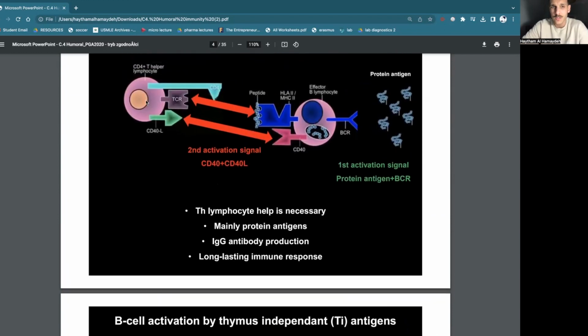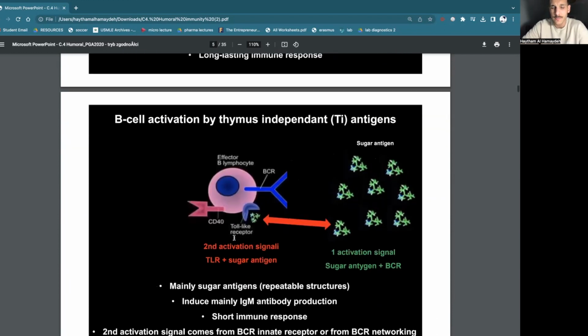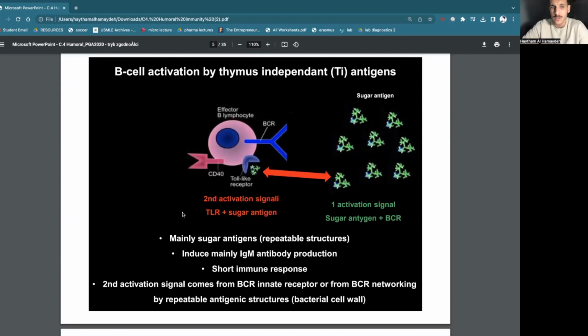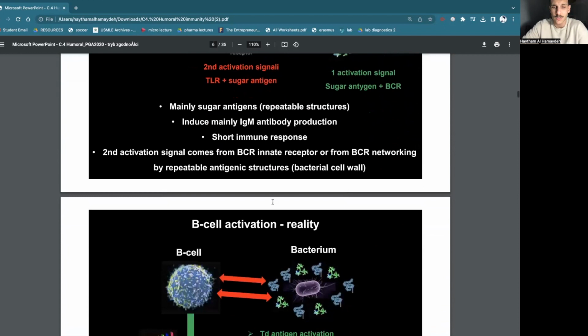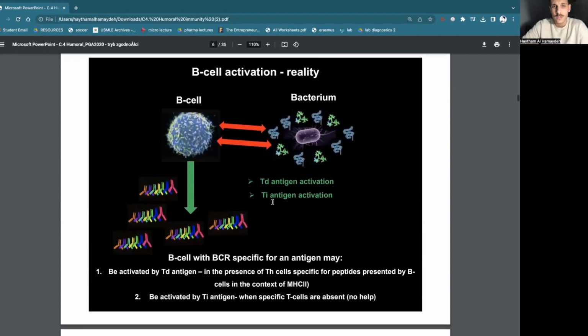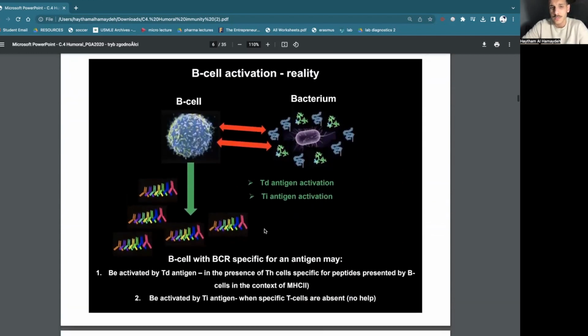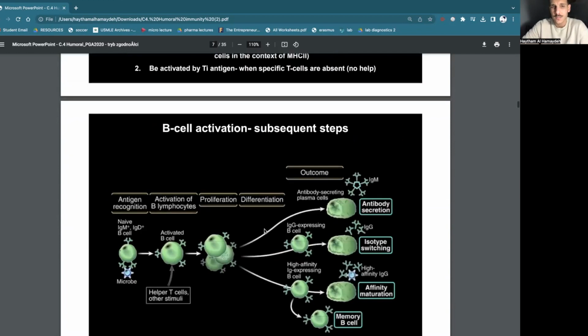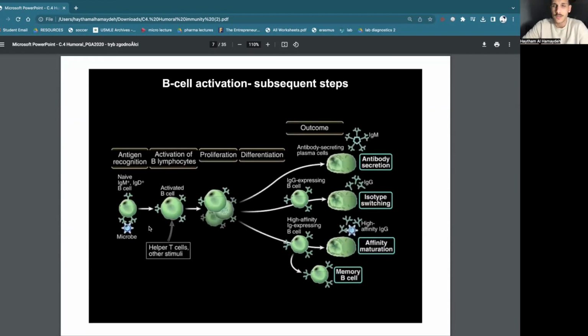Protein antigen, T cell present, IgG. Sugar antigen, T cell not present, IgM. And then, of course, the different receptor interactions. This is just a summary of what we just said. This is just a scheme to tell us the life cycle of a B cell, and then it reaching the point where it produces different antibodies.